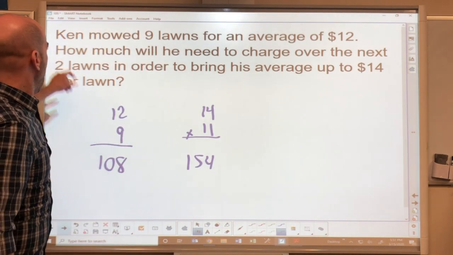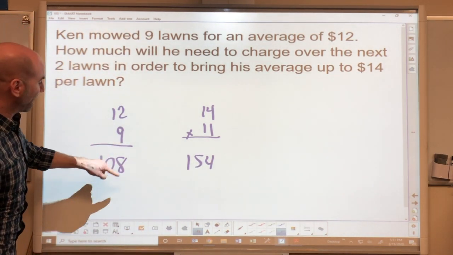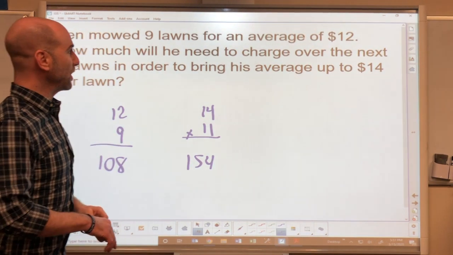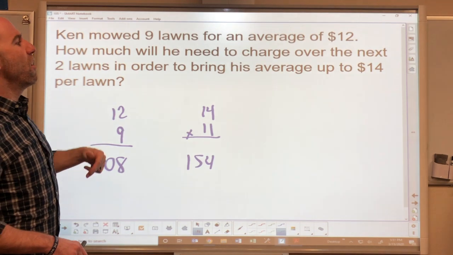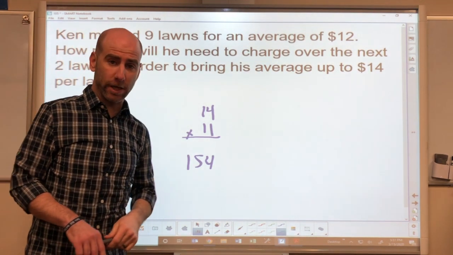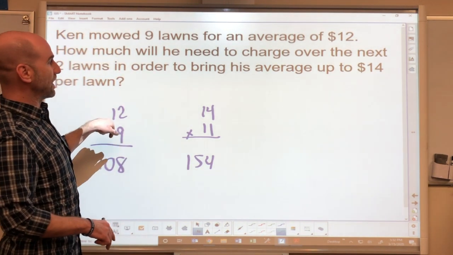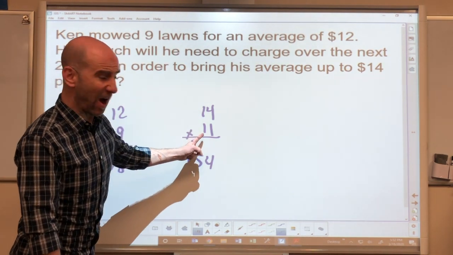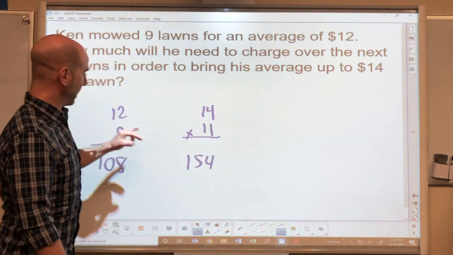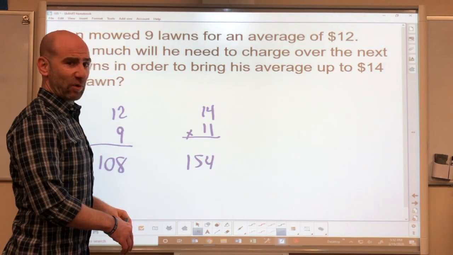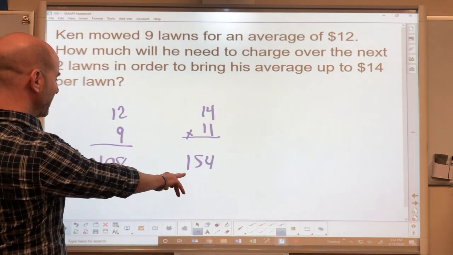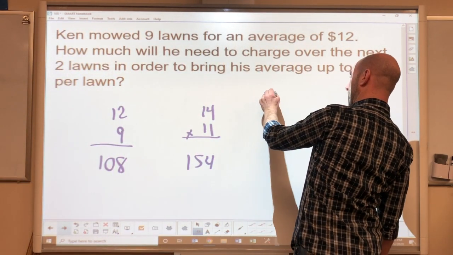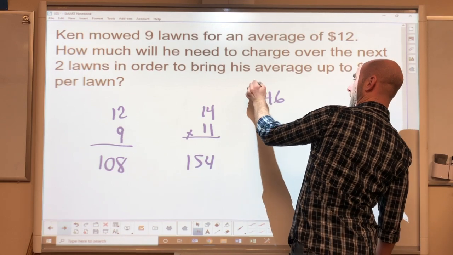Okay, so Kim has made a total of $108 so far, mowing his 9 lawns. What is he going to need to charge over the next 2 lawns? So to bring his average up to 14. So $14 per lawn, but see how I have 11 lawns now? From 9 to 11, which is $154. The difference there is $46.